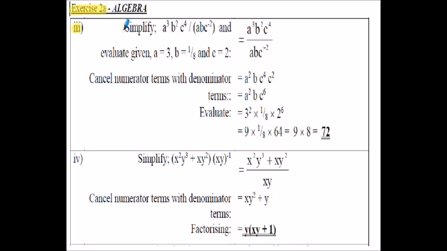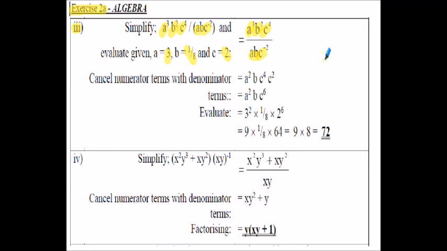Exercise 2a part 3, we're asked to simplify a cubed b squared c to the 4, all divided by ab c to the minus 2. So write down two lines, that would be a cubed b squared c to the 4, all divided by the ab c to the minus 2. We're given a is equal to 3, b is 1 upon 8, and c is equal to 2.